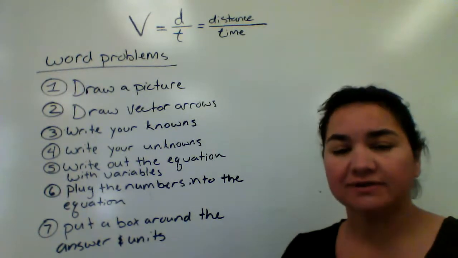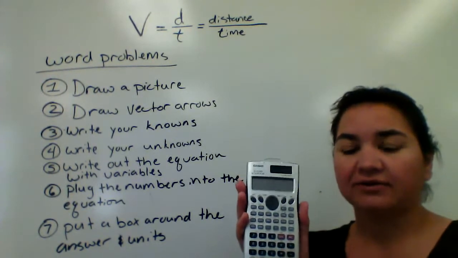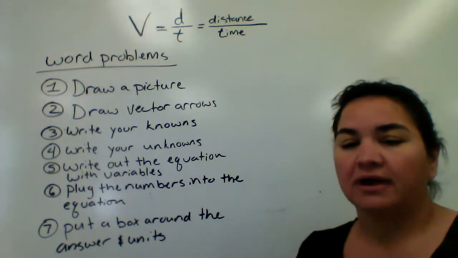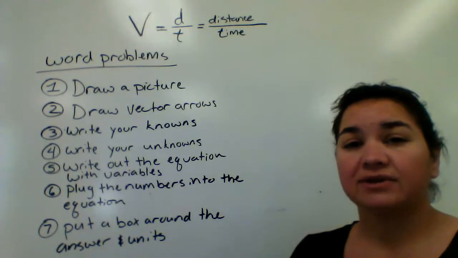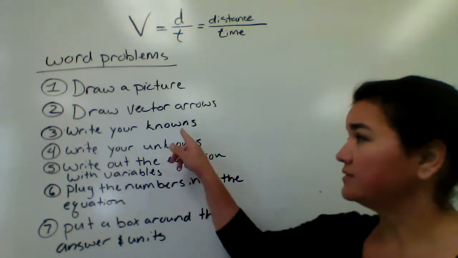And then you're going to solve it using a calculator, and I'll show you how to use the calculator. Feel free to use the calculator on your phone. And you need to put a box around the answer, and the answer needs to have the units next to it. And so do these knowns and unknowns.